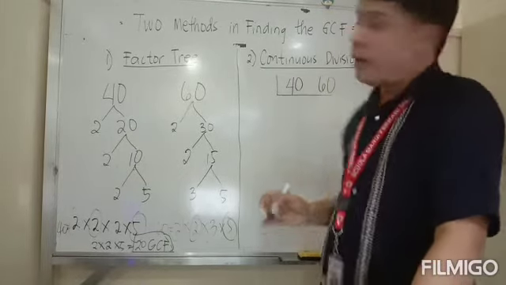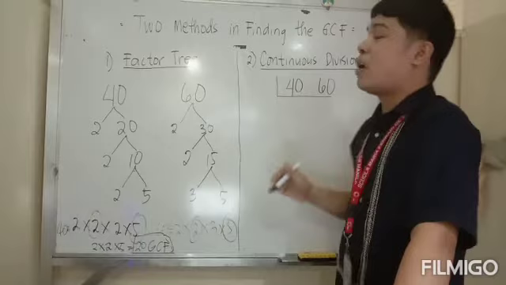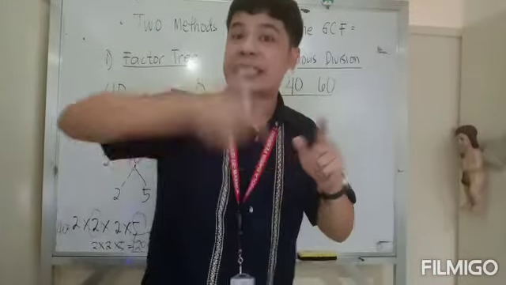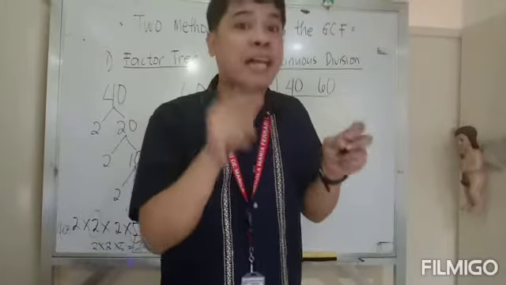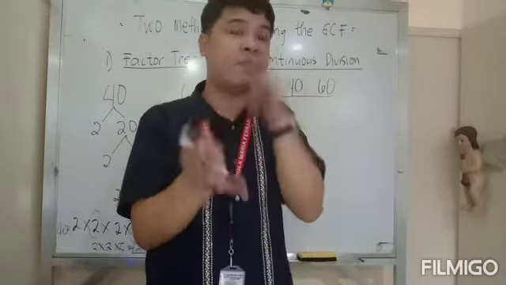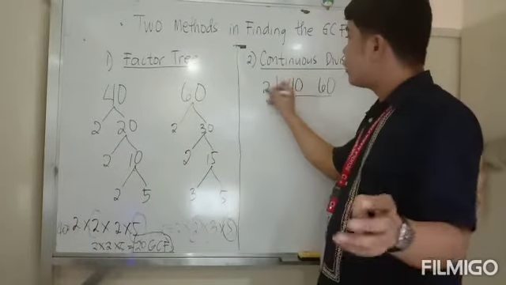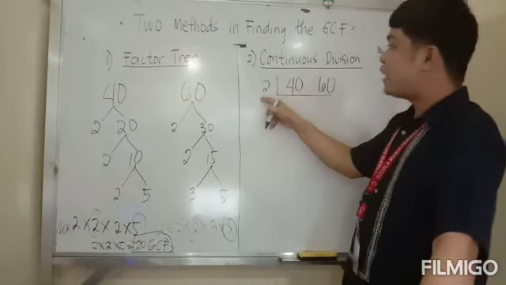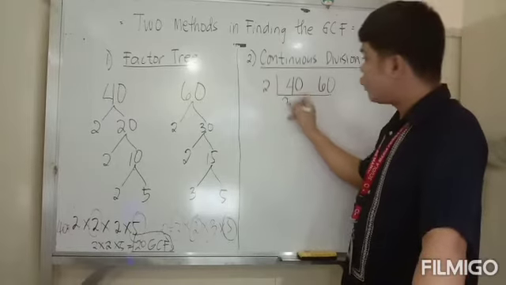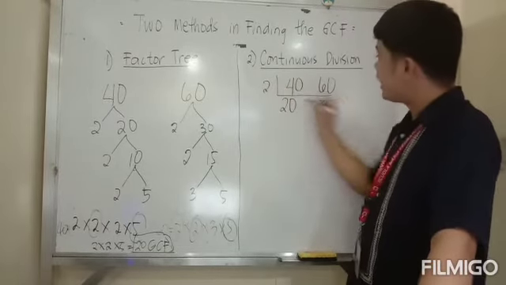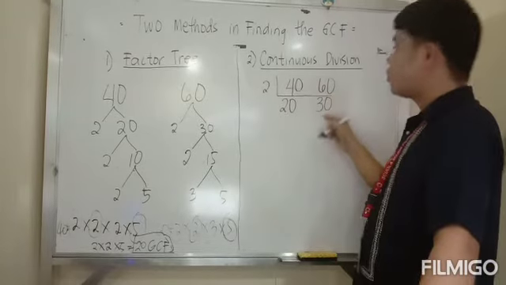After that, you are going to think of the smallest prime factor of the two numbers, 40 and 60, which is divisible by both numbers. That is 2. So 40 divided by 2 is 20. You will put your answer here, and then 60 divided by 2 is 30. You will also put it below.